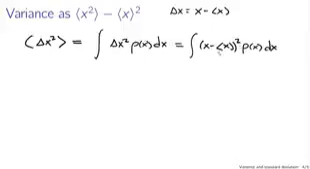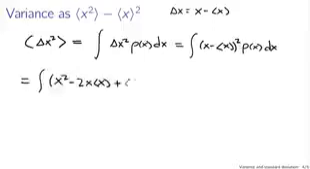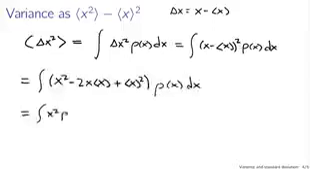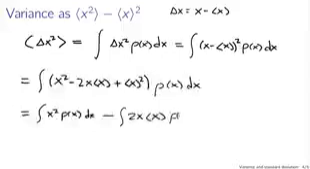I can expand this out, and I'll get the integral of x squared minus 2x times the expected value of x plus the expected value of x quantity squared, times rho of x dx. And now I'm going to split this integral up into three separate pieces. First piece, integral of x squared rho of x dx. Second piece, integral of 2x expected value of x rho of x dx. And the third piece, integral of expected value of x squared rho of x dx.